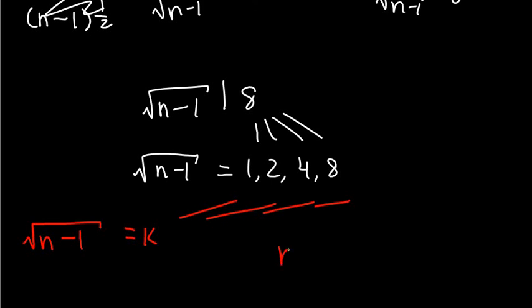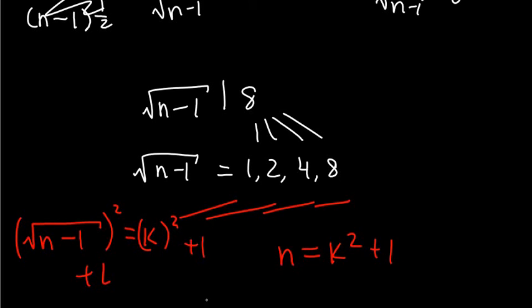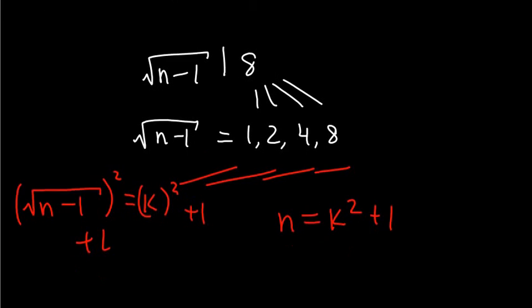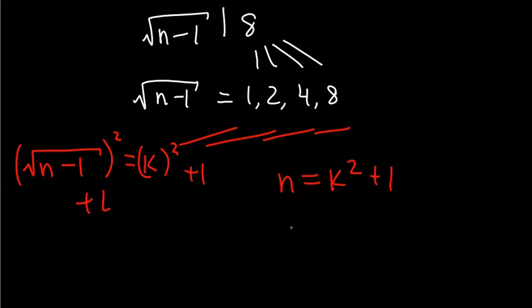But n is equal to k squared plus 1, because we have to get rid of this radical, so we square it, and then add 1 to both sides to get rid of the 1. So we just plug in these values, 1, 2, 4, and 8, into this equation. And then we get our answers: n is equal to 2, 5, 17, and 65. These are the 4 different values of n.